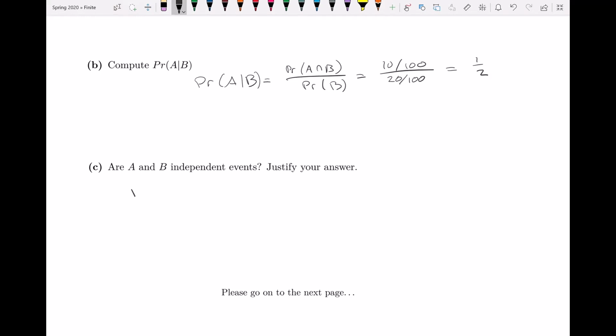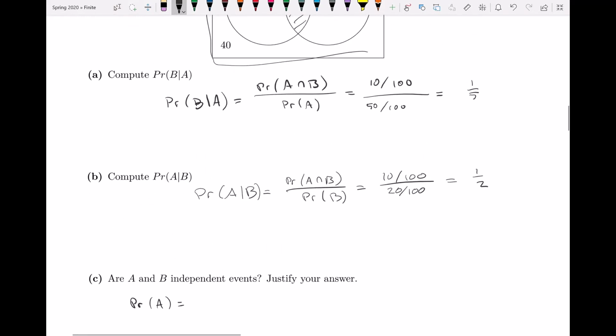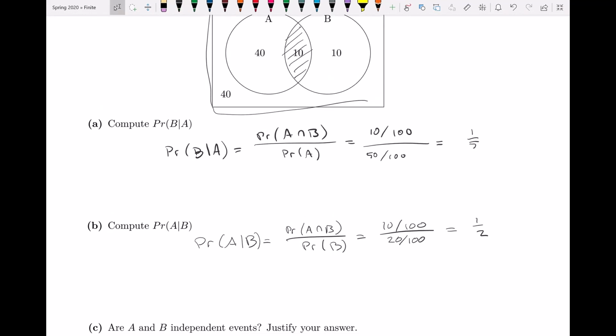Well, what is the probability of A? Probability of A is the size of A divided by the size of the universal set. That's 50 over 100.